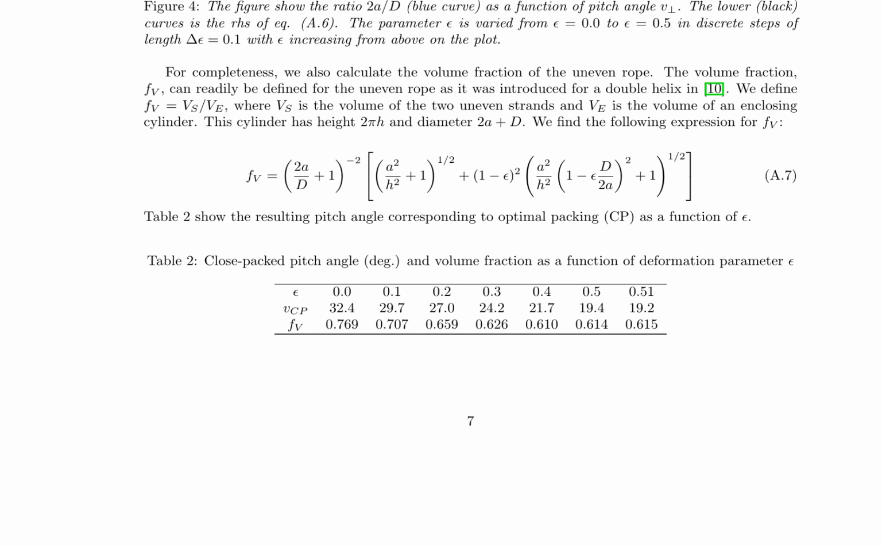The volume fraction of the uneven rope, Fv, is defined as the ratio of the volume of the two uneven strands to the volume of an enclosing cylinder. The expression for Fv is derived as shown in equation A.7.